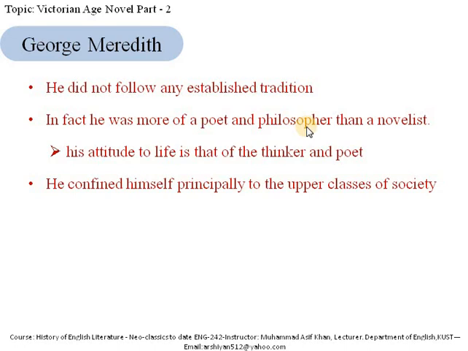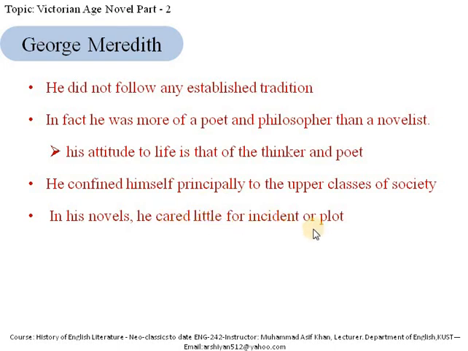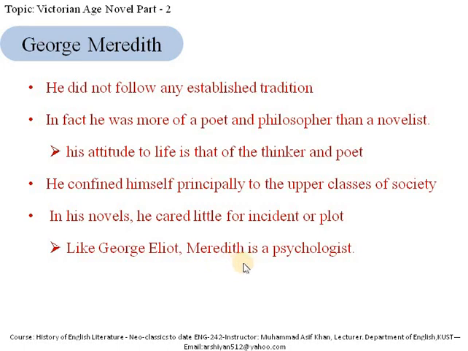The second distinction he had was that he confined himself principally to the upper class of society, and we see that he had that link with the upper classes. In his novels he cared little for incidents or plots, as he was basically presenting his philosophical thoughts in his writings. So like George Eliot, he is different and modern from the previous novelists.